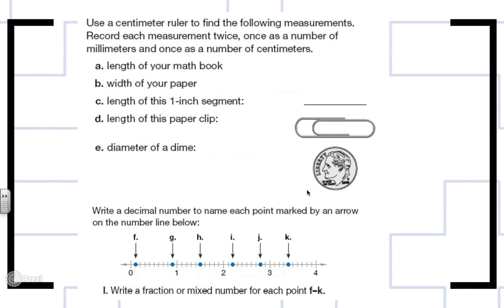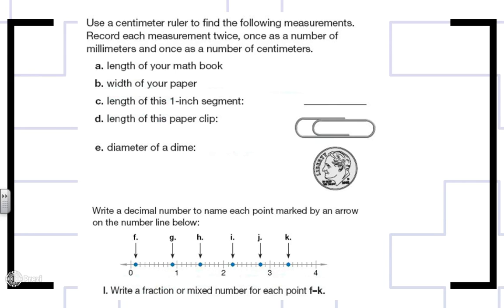All right, pretty short lesson today. What you're going to do is use a ruler to find the measurements of these things: the length of your math book, the width of the paper, how long it is in centimeters, the paper clip that's on your paper, and the dime. Just measure the ones that are on your worksheet. You'll need your worksheet, and we'll measure in class to make sure your answers are verified.